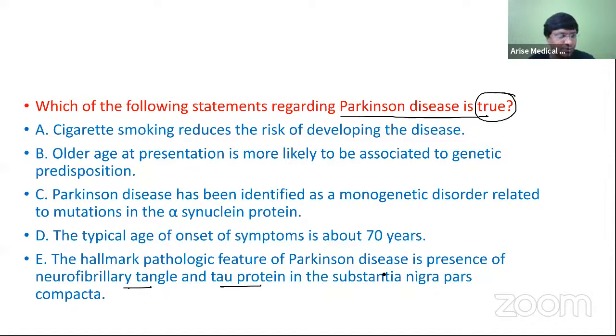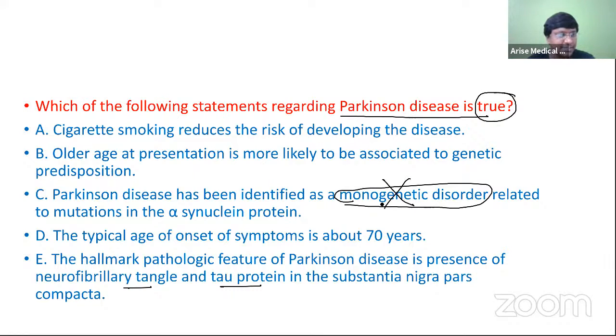Aman has answered that Parkinson disease has been identified as a monogenetic disorder. Remember, Parkinsonism is not a monogenetic disorder. It is a polygenetic disorder. Let me also show you which genes are affected in Parkinsonism. It is not a monogenetic disorder.